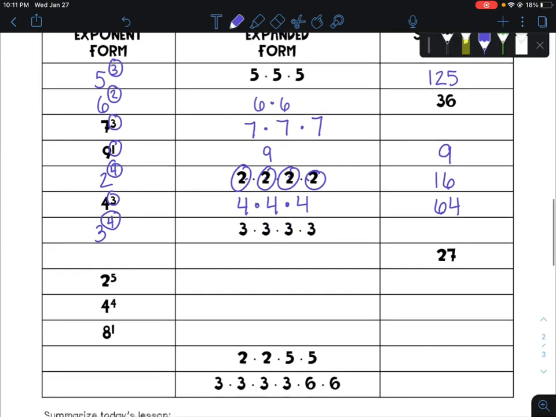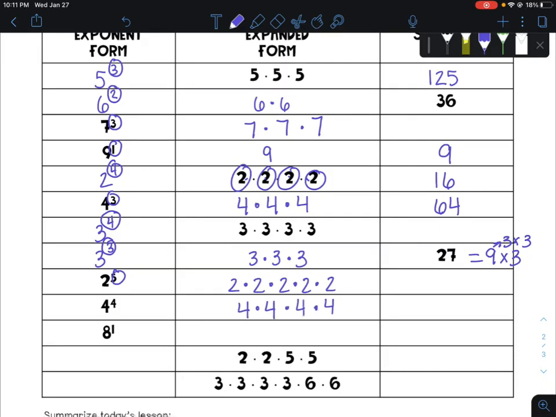Okay, next up, 27. So if I was going to break 27 down, I know that that's 9 times 3. And I know that 9 is actually 3 times 3, right? So this is actually 3 times 3 times 3. Because 3 times 3 is 9, times another 3 is 27. So 3 to the third power. 2 to the fifth means 2 times 2 times 2 times 2 times 2. 5 times. 4 to the fourth means 4 times 4 times 4 times 4. 4 times coming from that exponent.